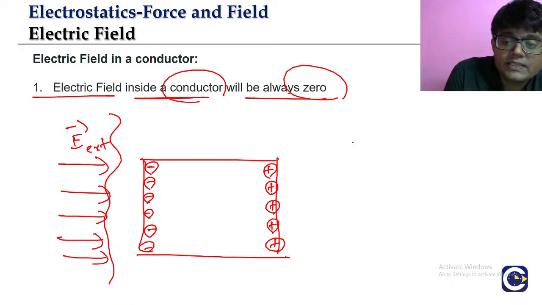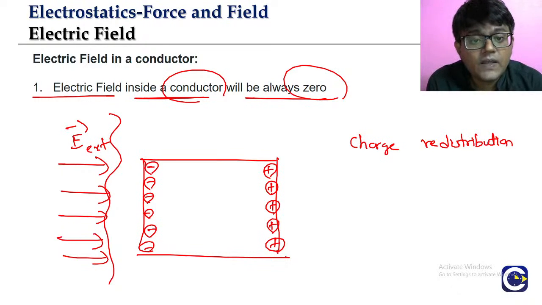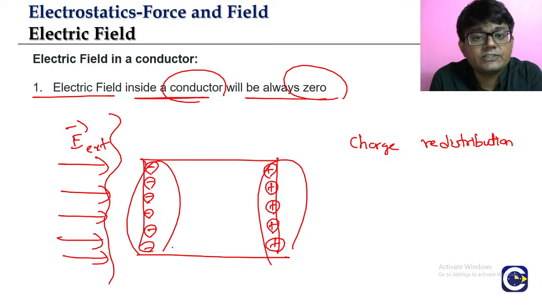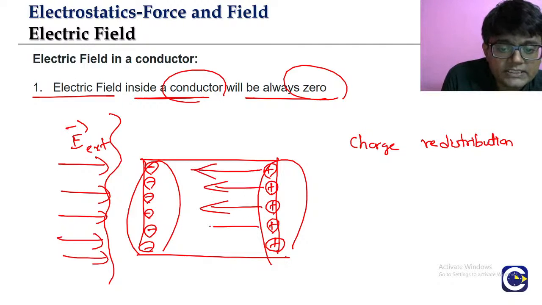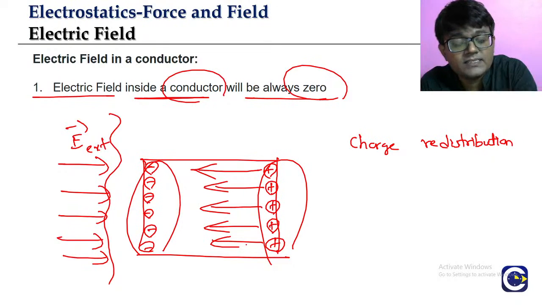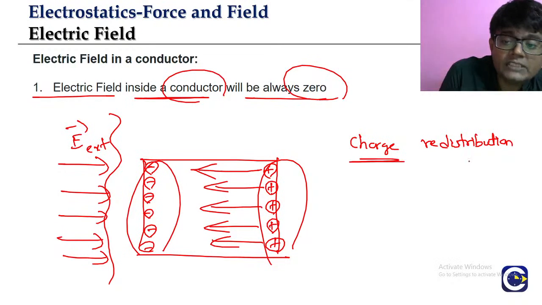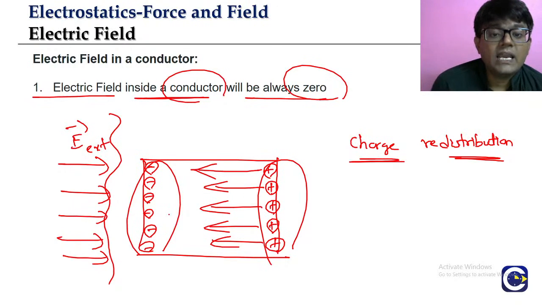Because of the charge redistribution, we will get one more electric field. How? Because this side you have positive charge, that side you have negative charge. Will there be an electric field or not? There will be an electric field, right? Electric field will be like what? It will go from the positive charge towards the negative charge, because electric field is always away from the positive charge towards the negative charge. So because of the charge redistribution inside that conductor or metal, one more electric field is produced.